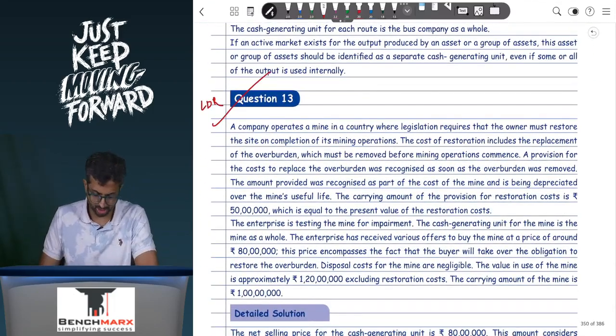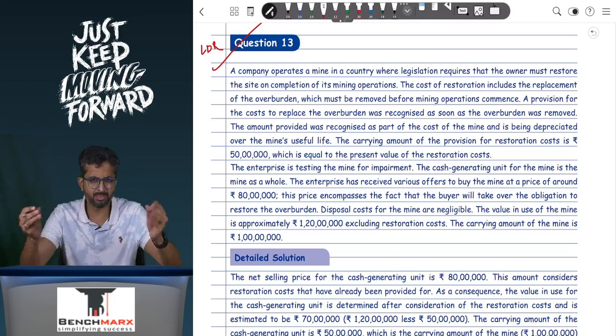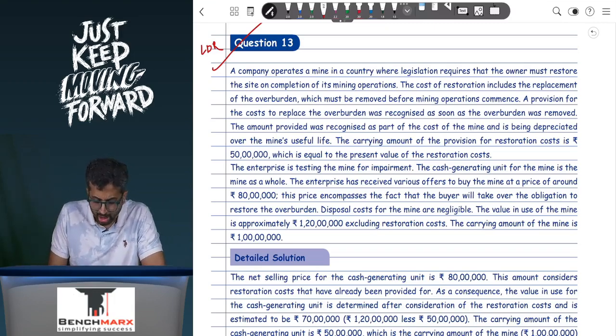This is on site restoration. So this is AS10, AS29, all of these covered. If you have not done that, maybe this is a little complicated for you. A company operates a mine in a country where legislation requires that an owner must restore the site on completion of its mining operations. Okay, so there is a site restoration obligation.